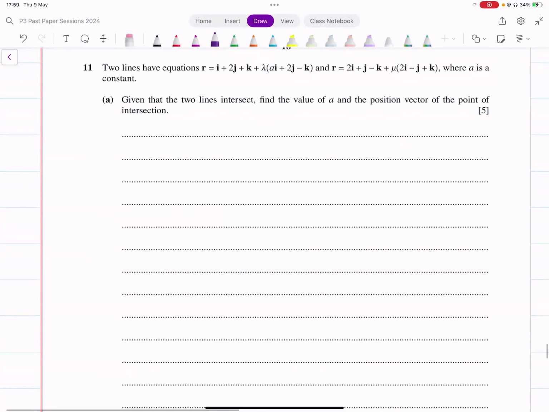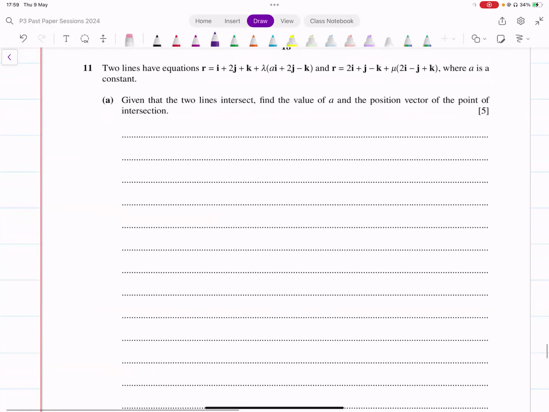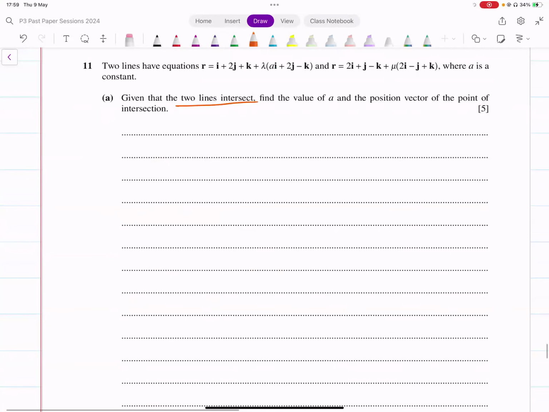These lines intersect. Find the value of A and the position vector of the point of intersection. Now they're saying, given that the two lines intersect, what that means is, when you equate the two equations, you would get 3 equations from that, right? 1 for X components, 1 for Y components, 1 for Z components. You would find the values of lambda and mu from 2 equations, put that in the third equation, and that will give you the value of A. And then you can find the position vector of the point of intersection as well. Again, it does not look that difficult, and I think none of you have asked about it as well.